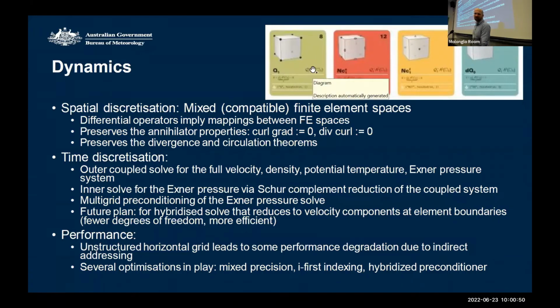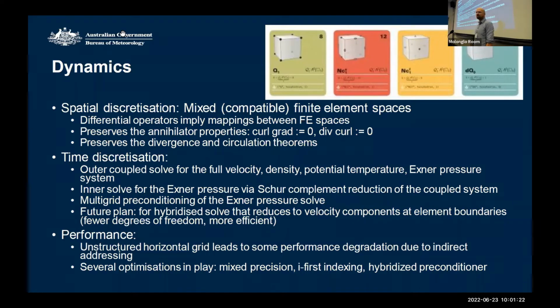One of the nice properties of this sequence of finite element bases is that the grad, the curl, and the div actually map you from one basis to the next. Once you've got this property, you can then prove that you've got things like the divergence theorem and the circulation theorem, and that's what buys you the conservation laws that I talked about on the last slide. So yes, the curl annihilates the grad and the div annihilates the curl, and they've got the divergence and circulation theorems baked into them, which is very, very nice.